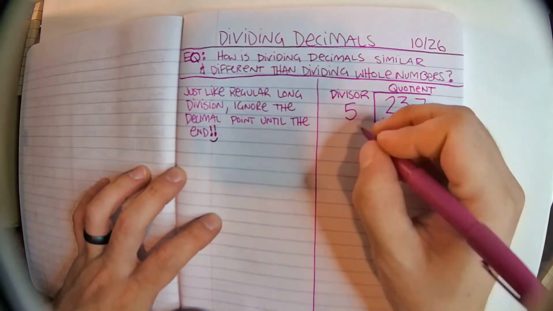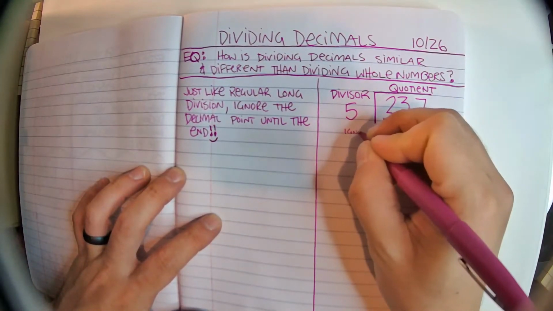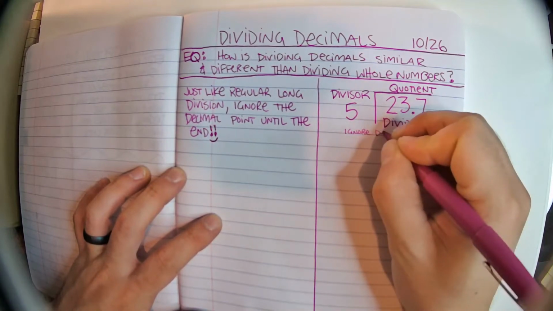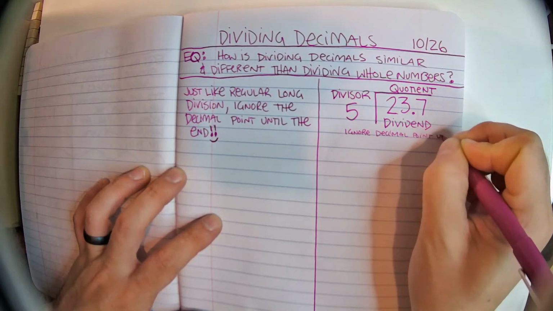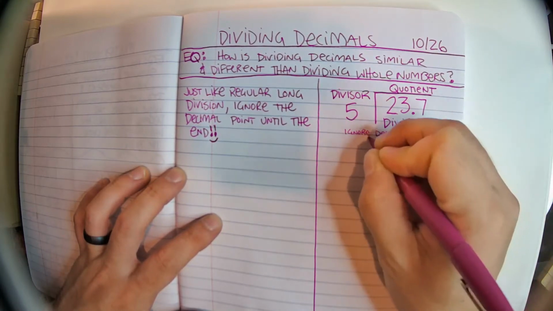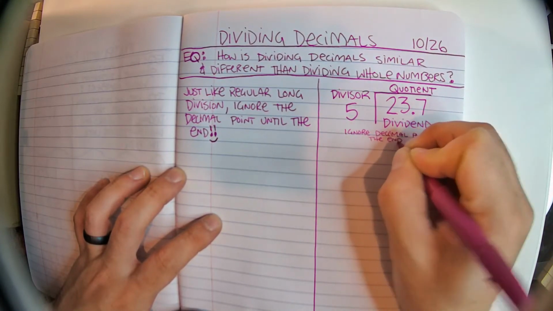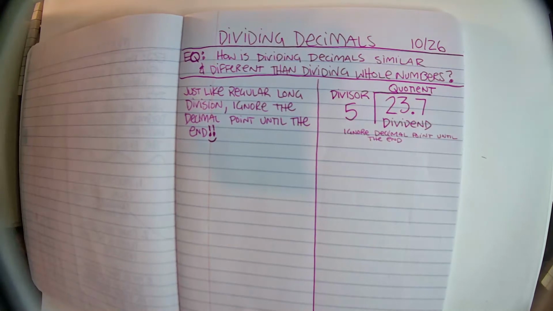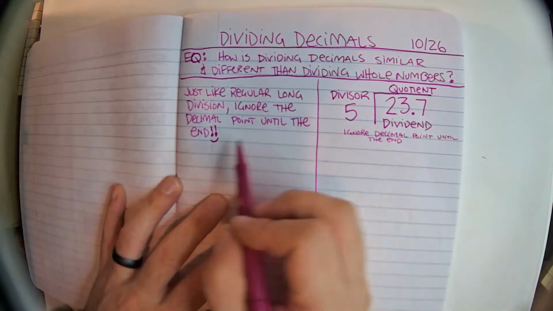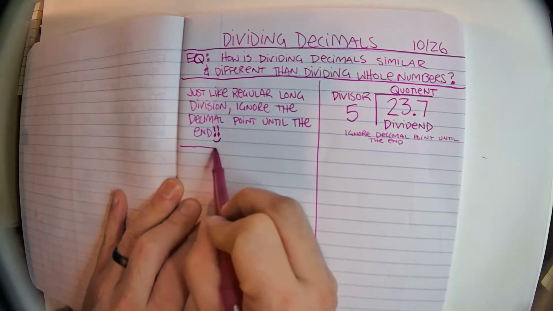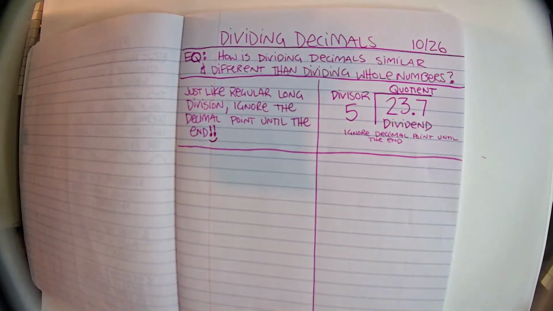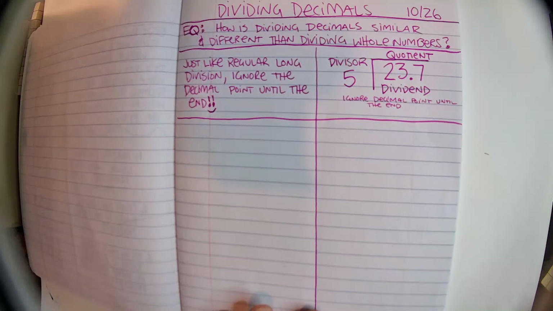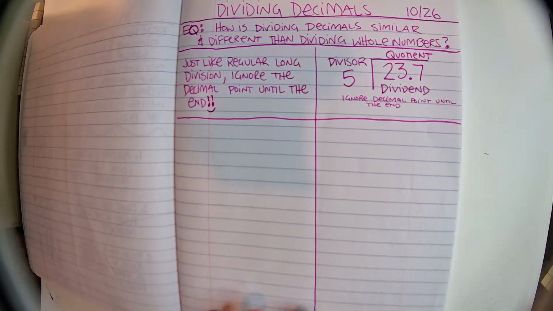Remember that we are going to ignore the decimal point until the end. You don't have to write that. I'm just writing it as another thing to remember. Just to remember that. Don't forget. That's how important it is. All right, so that's our problem: 23 and 7/10 divided into 5 groups.